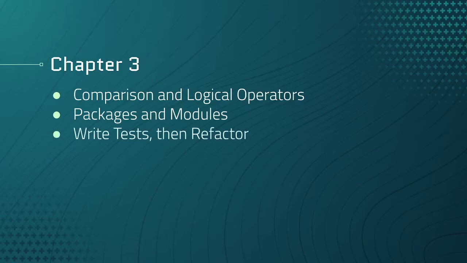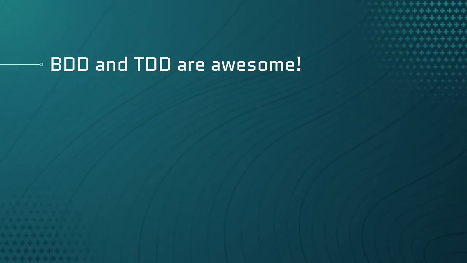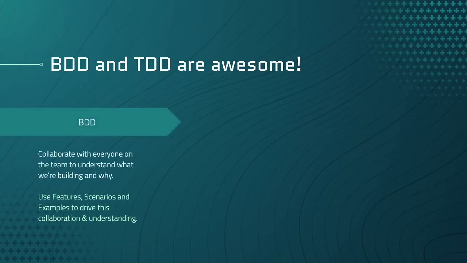Then we learned about behavior-driven development and test-driven development, better known as BDD and TDD. This made finishing the coins game relatively easy. If we were to diagram the BDD and TDD process, it would look something like this. We start with BDD, which we learned is a practice to collaborate with everyone on the team to understand what we're building and why. We used features, scenarios, and examples to drive this collaboration and understanding.